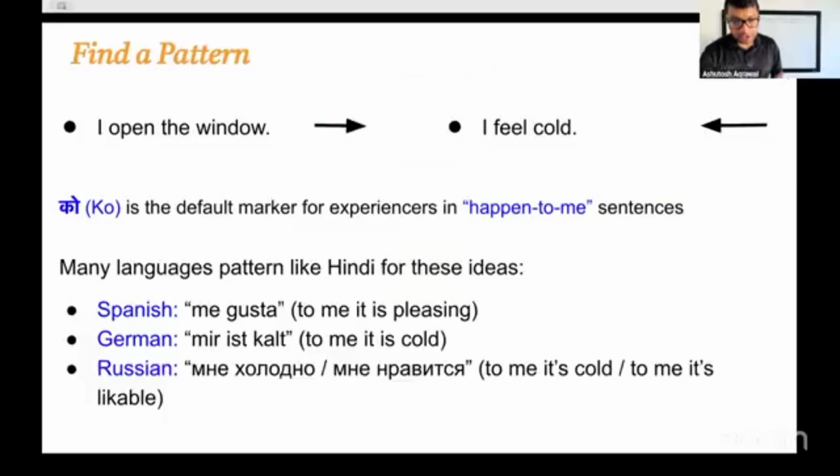Just to give a very quick recap, we looked at the patterns. When I say I open the window, the user is actively doing something. They are the one opening the window. They can control it, opening and shutting the window. When a user is feeling cold, they cannot control it. They can react to it, but they cannot cause it or not cause it. So those were the cases.